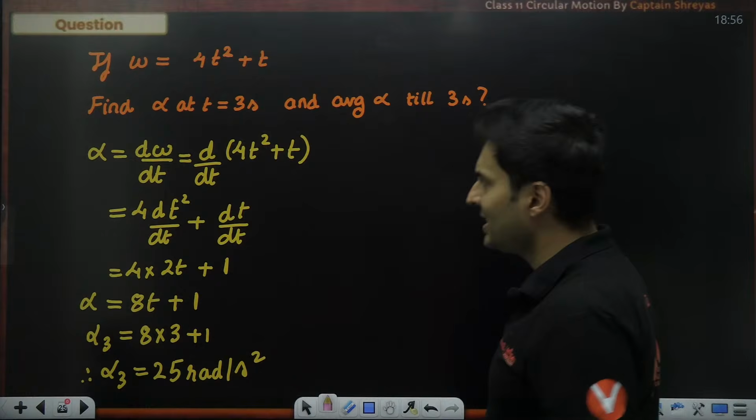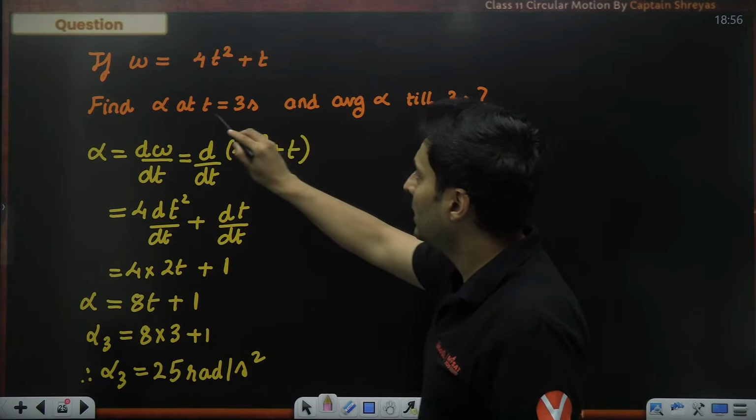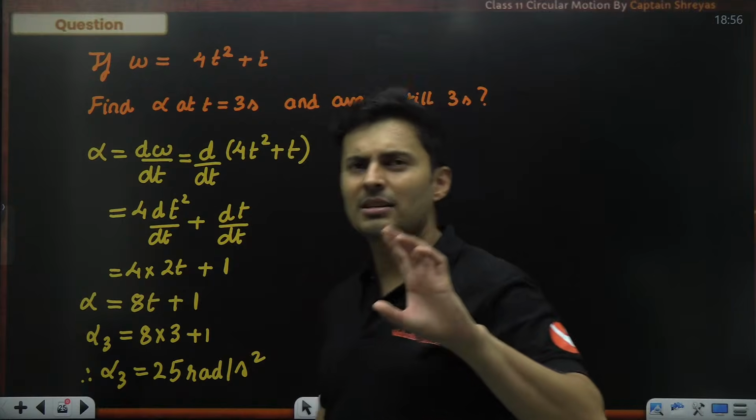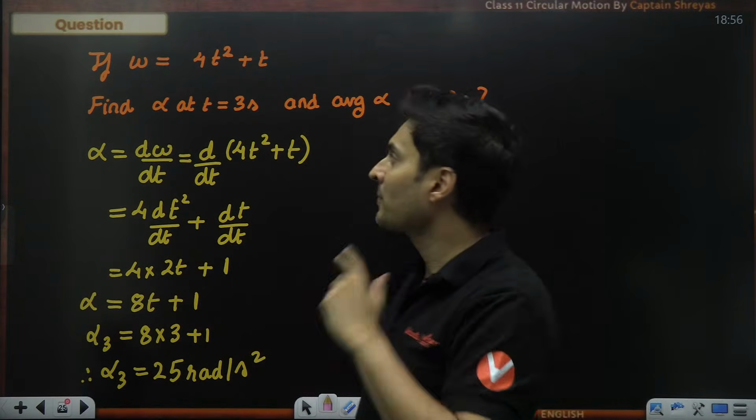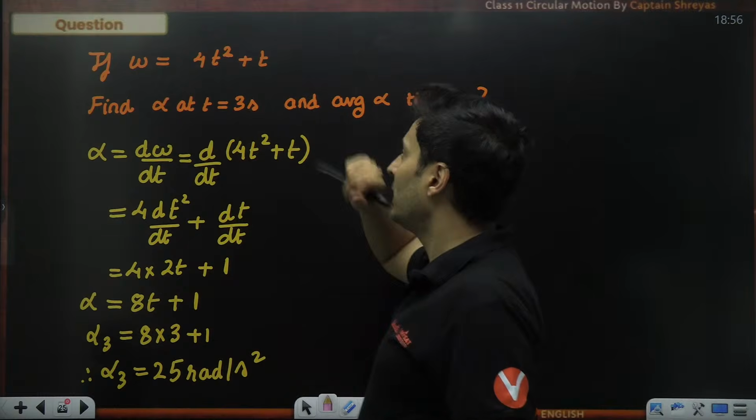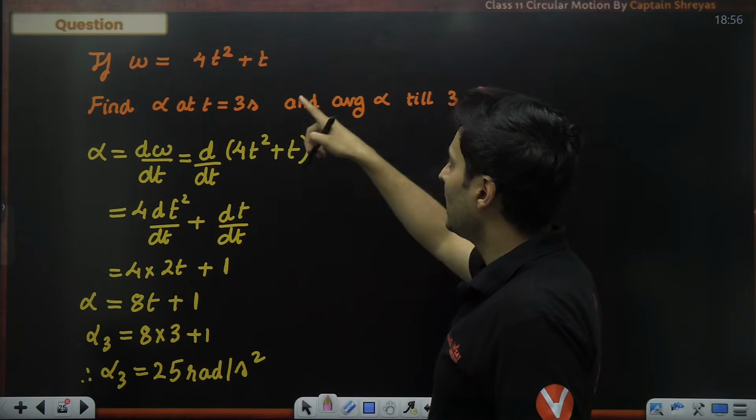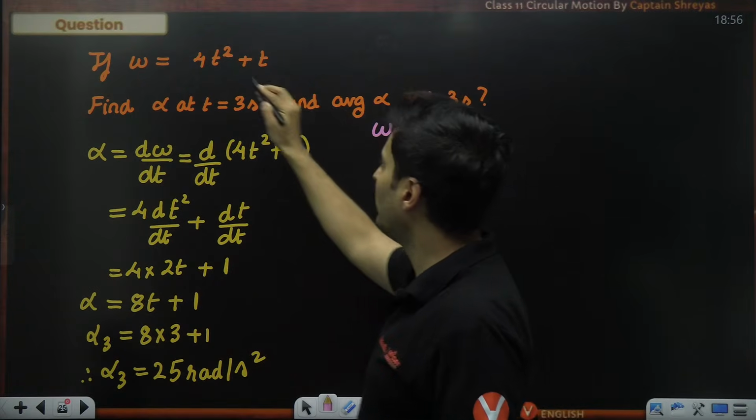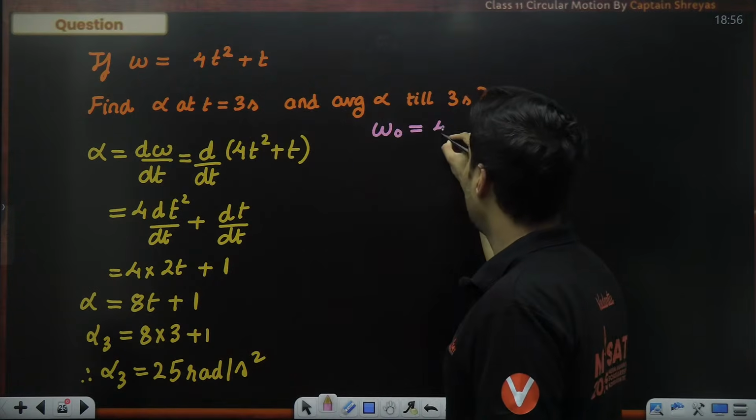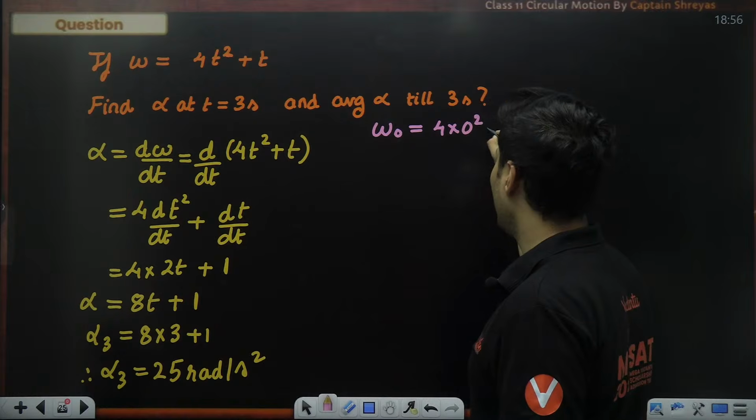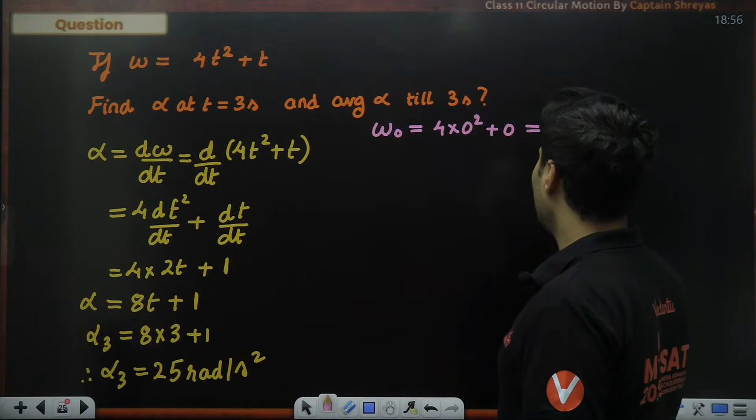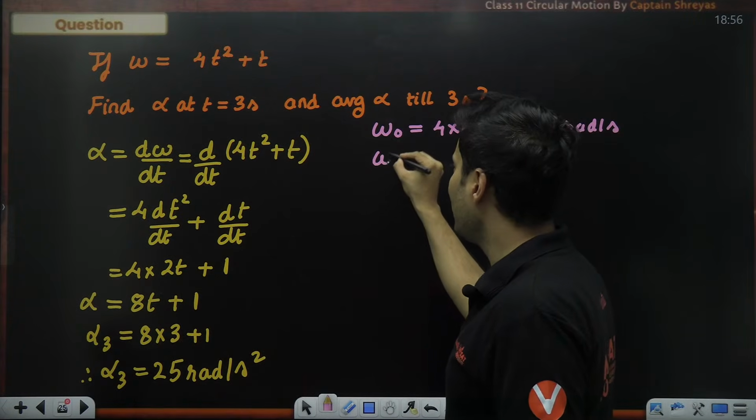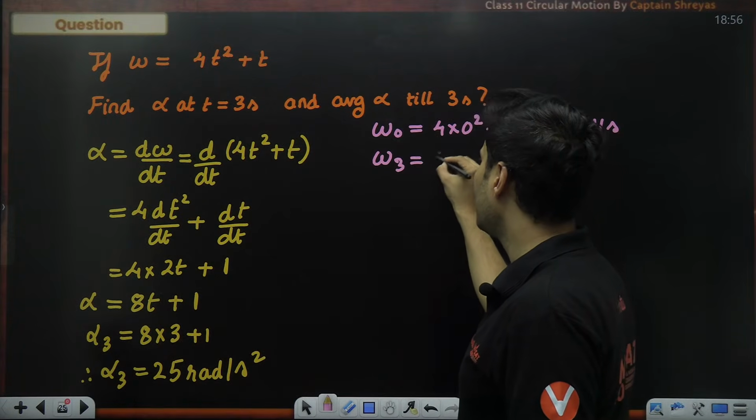Now, imagine I want to find average acceleration. So average acceleration means I need the change in the velocity. I know the velocity, I need to find the change. So can I figure out what is my initial angular velocity? First put time as 0. So it will be 4 multiplied by 0 square plus 0. So it will be 0 radians per second. That means I was at rest. What is my final angular velocity?